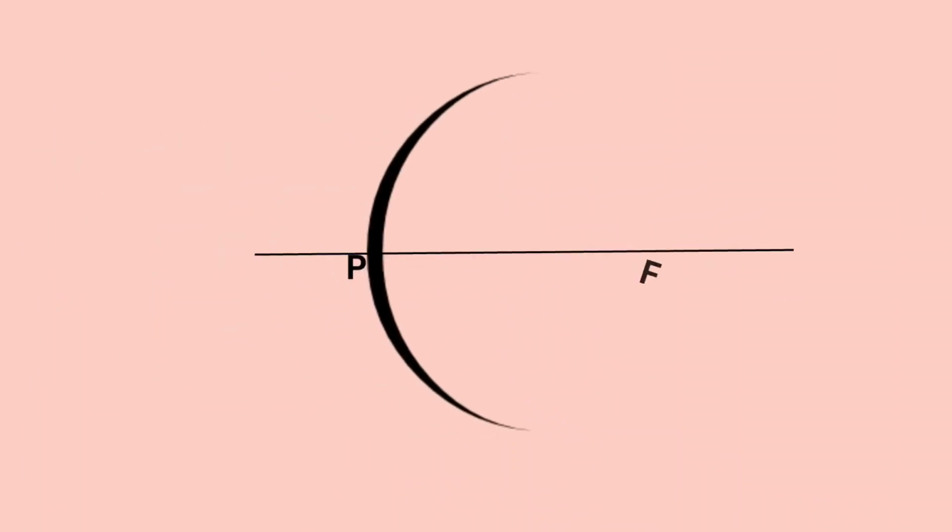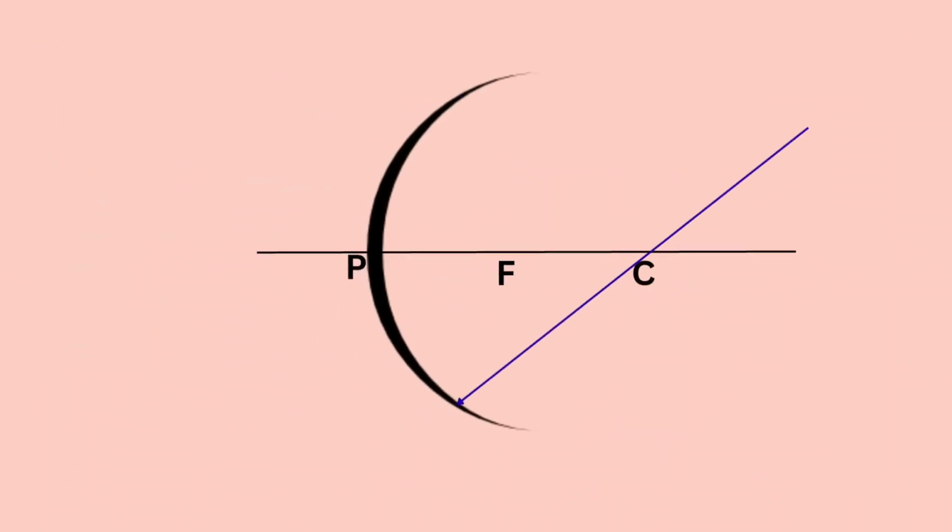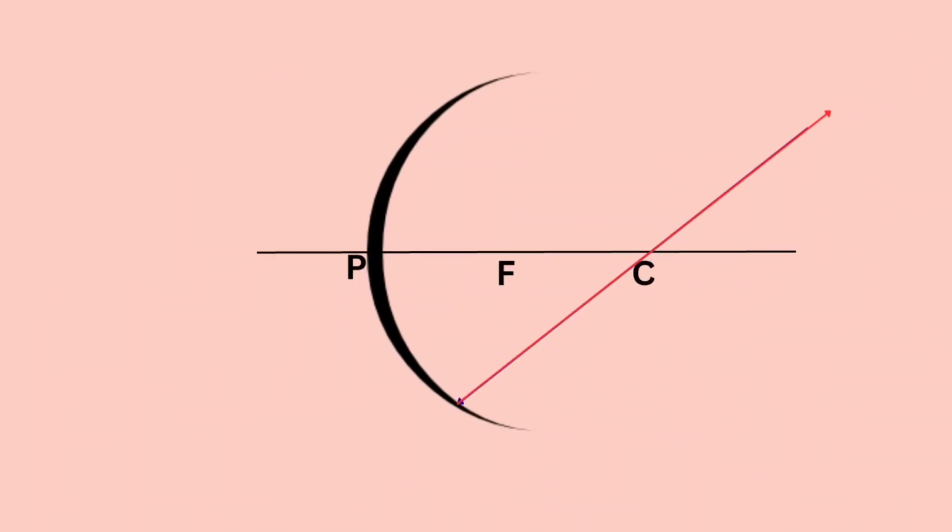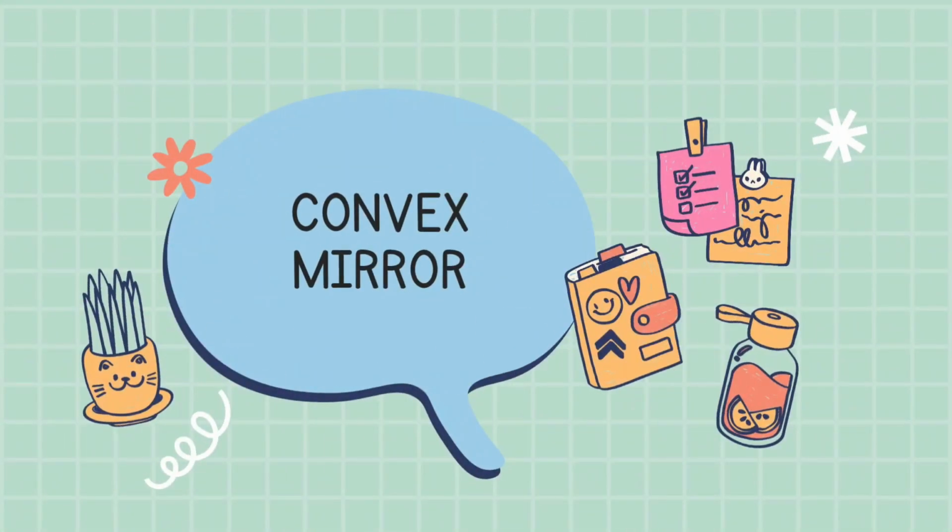Again, we have a concave mirror. First, draw the principal axis and mark the pole, P, focus, F, and center of curvature, C. Now, draw the blue ray, which represents the incident ray passing through the center of curvature and striking the mirror. After reflection, the ray goes back along the same path because it strikes the mirror normally. These rules were related to the concave mirror. Now, let's start learning about the convex mirror and its ray diagram rules.